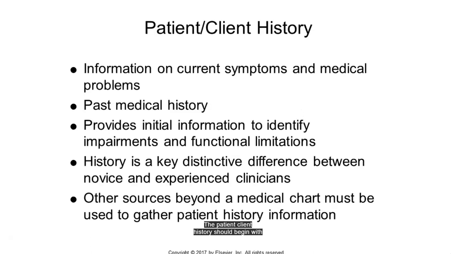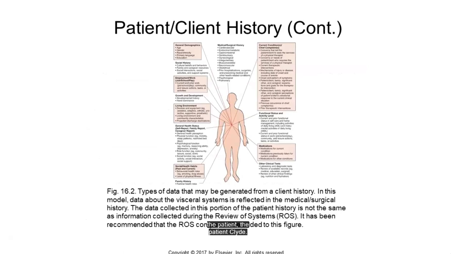The patient-client history should begin with a review of current symptoms and medical issues, past medical history, which can be obtained from the medical chart and patient-family interviews, and other members of the healthcare team treating the patient. The patient-client history should include the following information. 1, general demographics such as age, gender, race, ethnicity, primary language, and education. 2, employment work history, including current or prior work jobs, school or play, community and leisure activities.